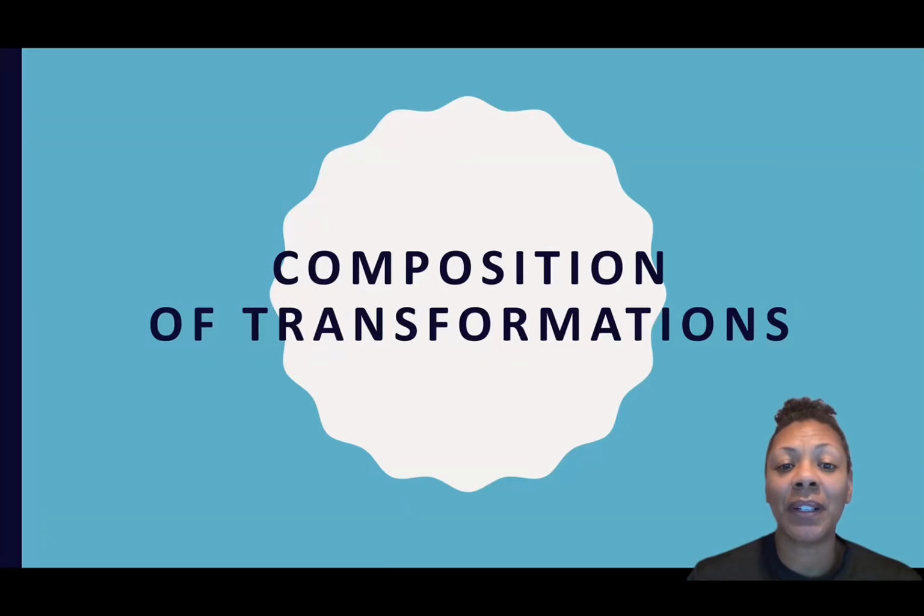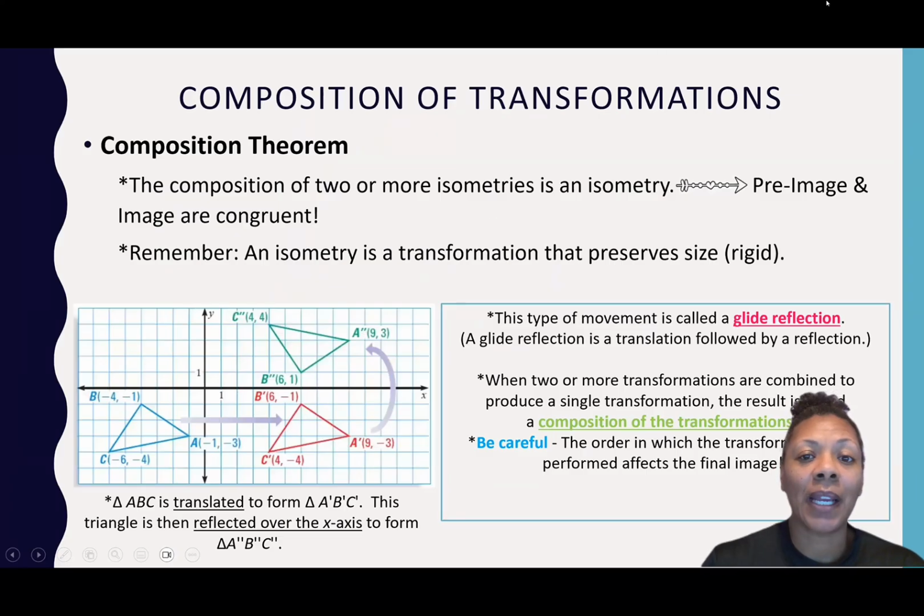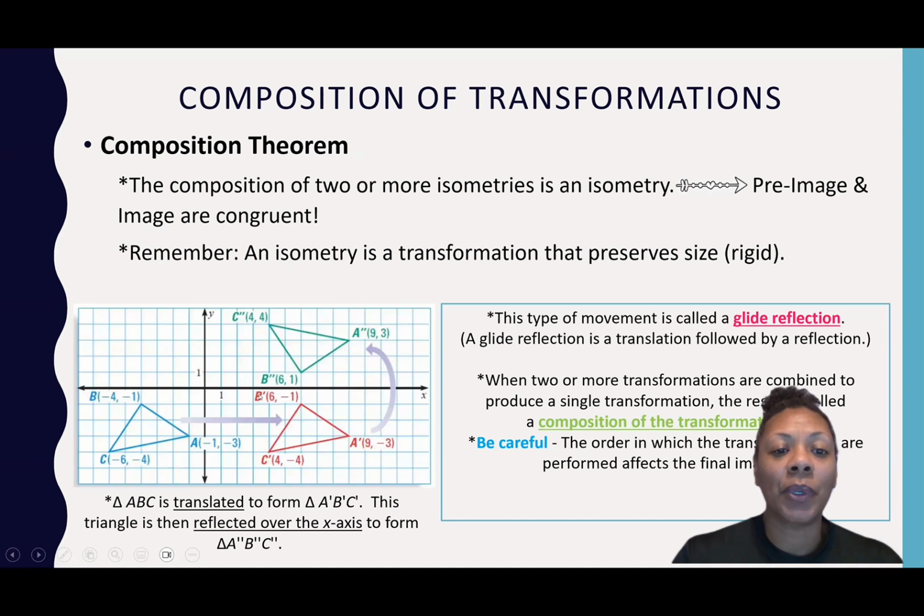This video will be on compositions of transformations. On this first slide, you're going to see three different shapes on the coordinate plane. That's a composition. There's two or more isometries, and we've already discussed isometries, and that's basically your reflections, your translations, and rotations.